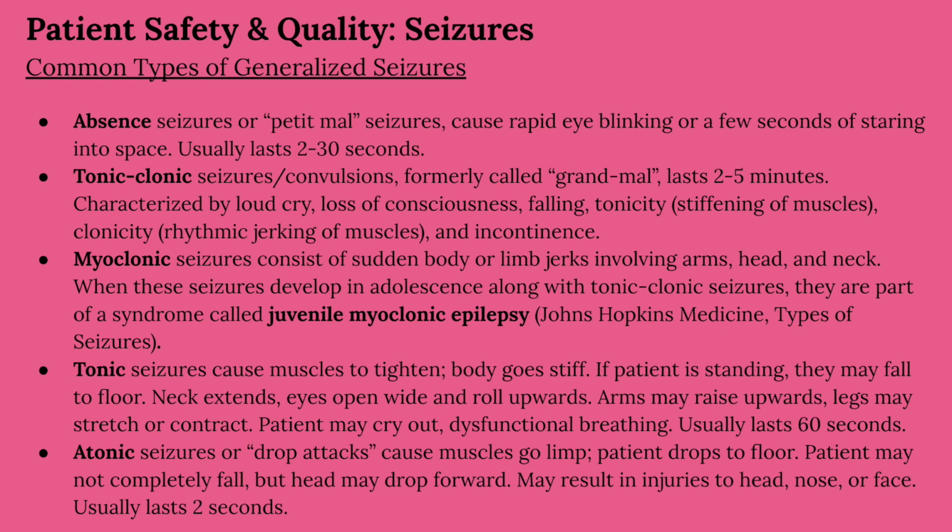Now, atonic seizures are also called drop attacks because these seizures cause muscles to go limp, making the patient drop to the floor. Sometimes the patient may not completely fall, but their knees will sag and their head will drop forward. Either way, this can result in injuries to the head, nose, or face, since our heads are the heaviest thing on our bodies. Atonic seizures are very brief and usually last 2 seconds.